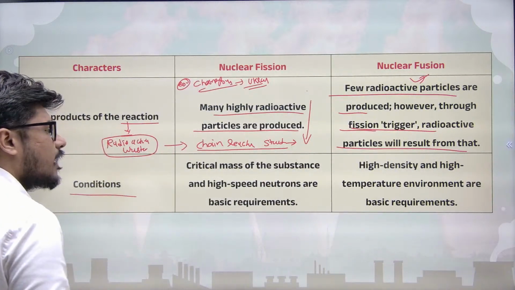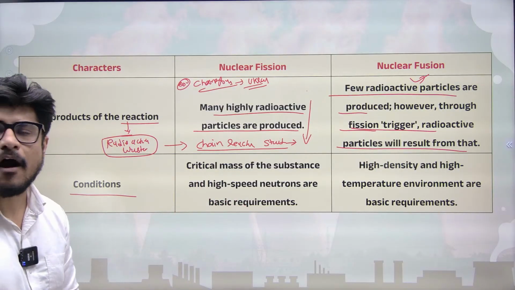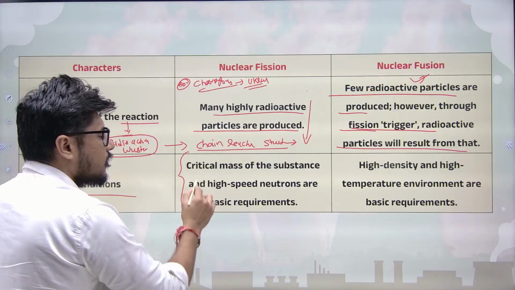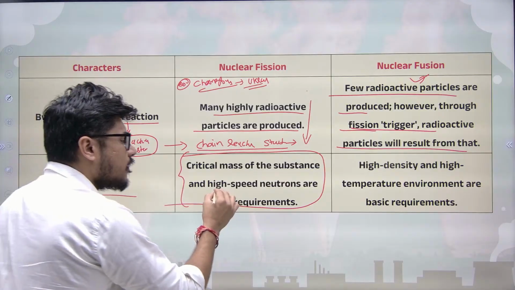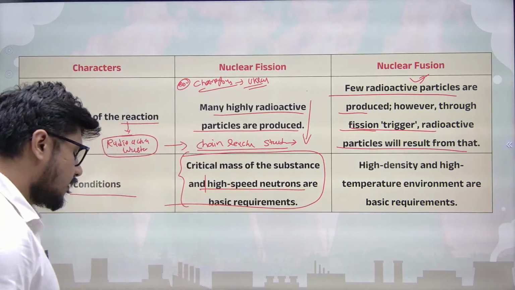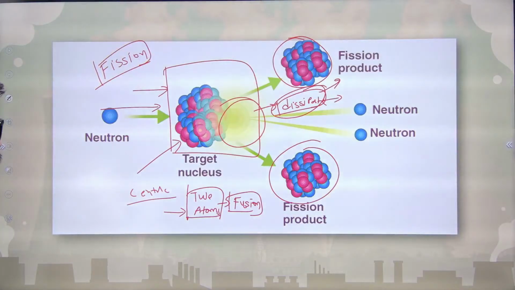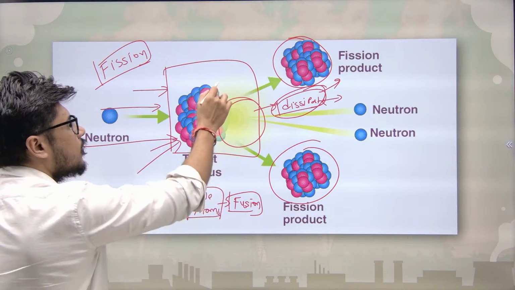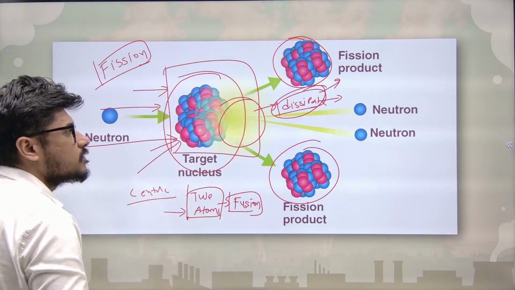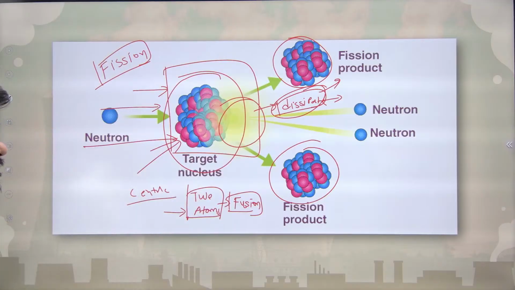What are the conditions? A critical mass of substance and high speed neutrons are the basic requirements. How can you generate energy from this fission process? You require high speed neutrons, as we have seen in this image. A high speed neutron would collide with the fissile material's nucleus, and then split the atom into parts.